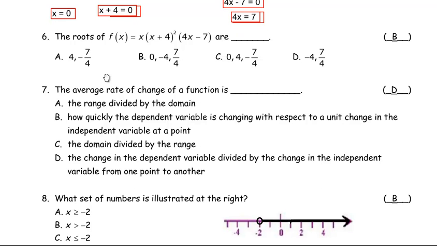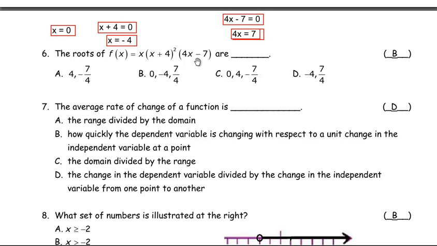Question number 6, you're asked to find the roots of this, so we take each of these 3 factors and set them equal to 0. So x, if you set that equal to 0, well, you get 0 for one of the roots. If we set x plus 4 equals to 0 and solve for x, bring the 4 over, subtract 4 from both sides, and you would get x equals negative 4.